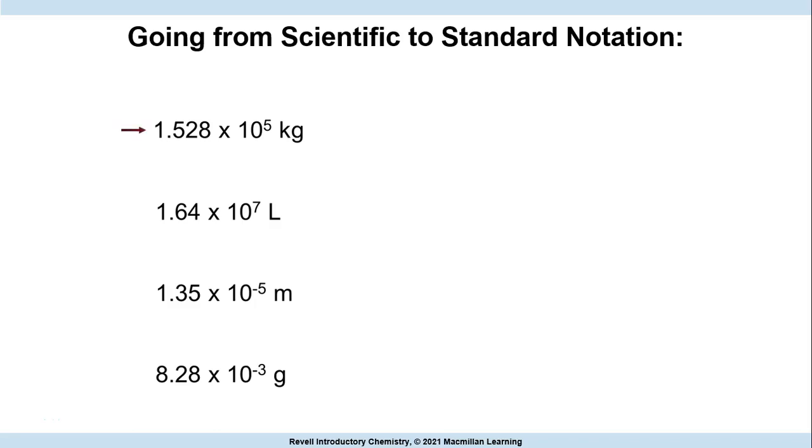So let's see. That's the 1.528 that we have, and we are going to move 5 places, that is 10 raised to the power 5. So that's giving 1, 2, 3, 4, 5 places. So that gives us a final answer of 152,800 kilograms. Okay, so that is how you move from scientific notation to standard notation.